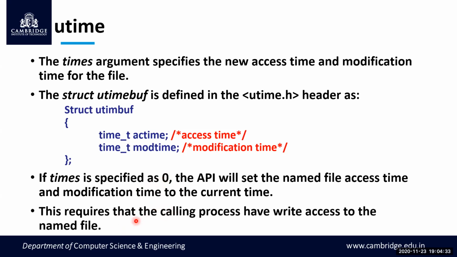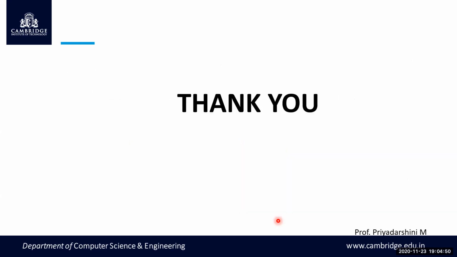But to do this requires the calling process to have write access permission to the file whose access and modification time you're modifying. You need to have access permission, then only you can do it. So that's all about the utime function. Thank you.